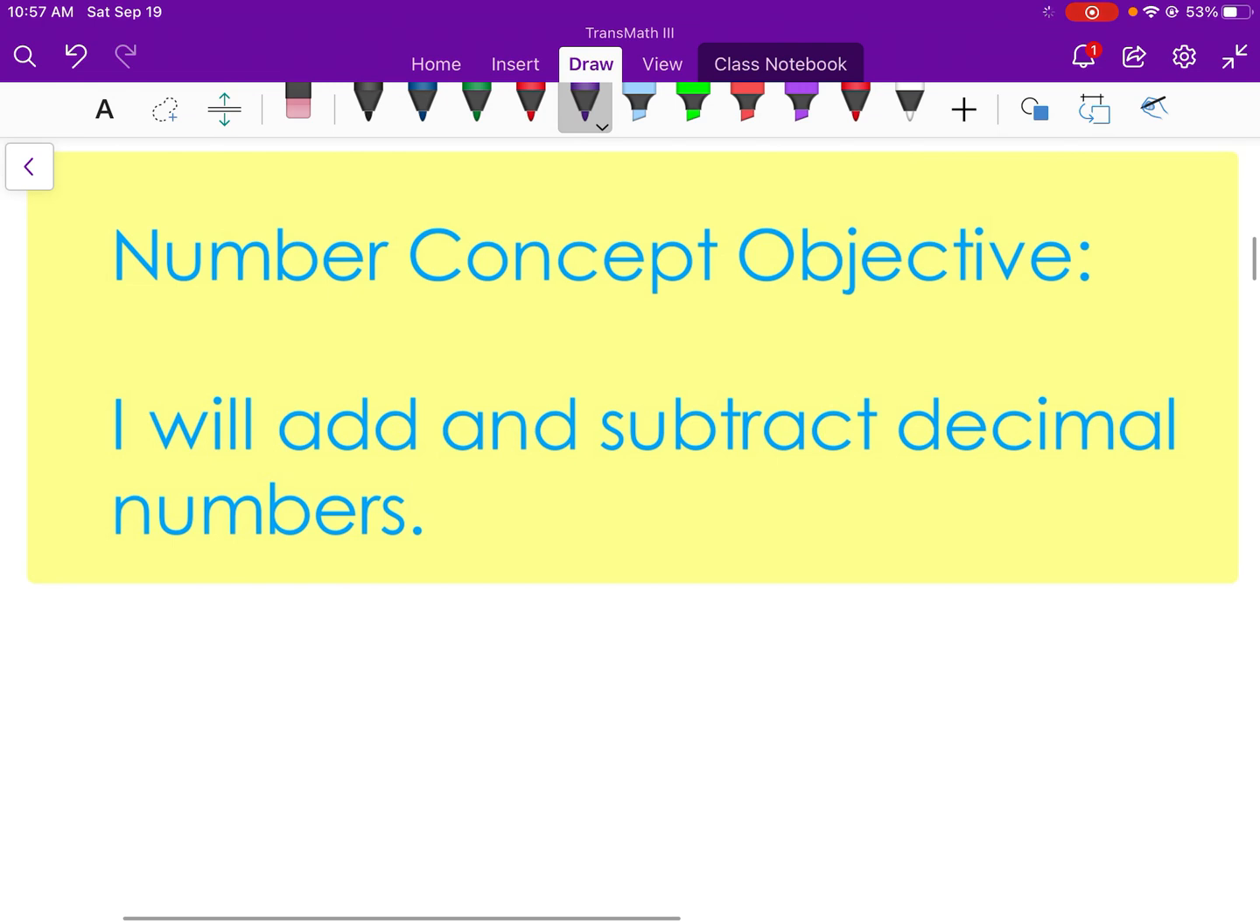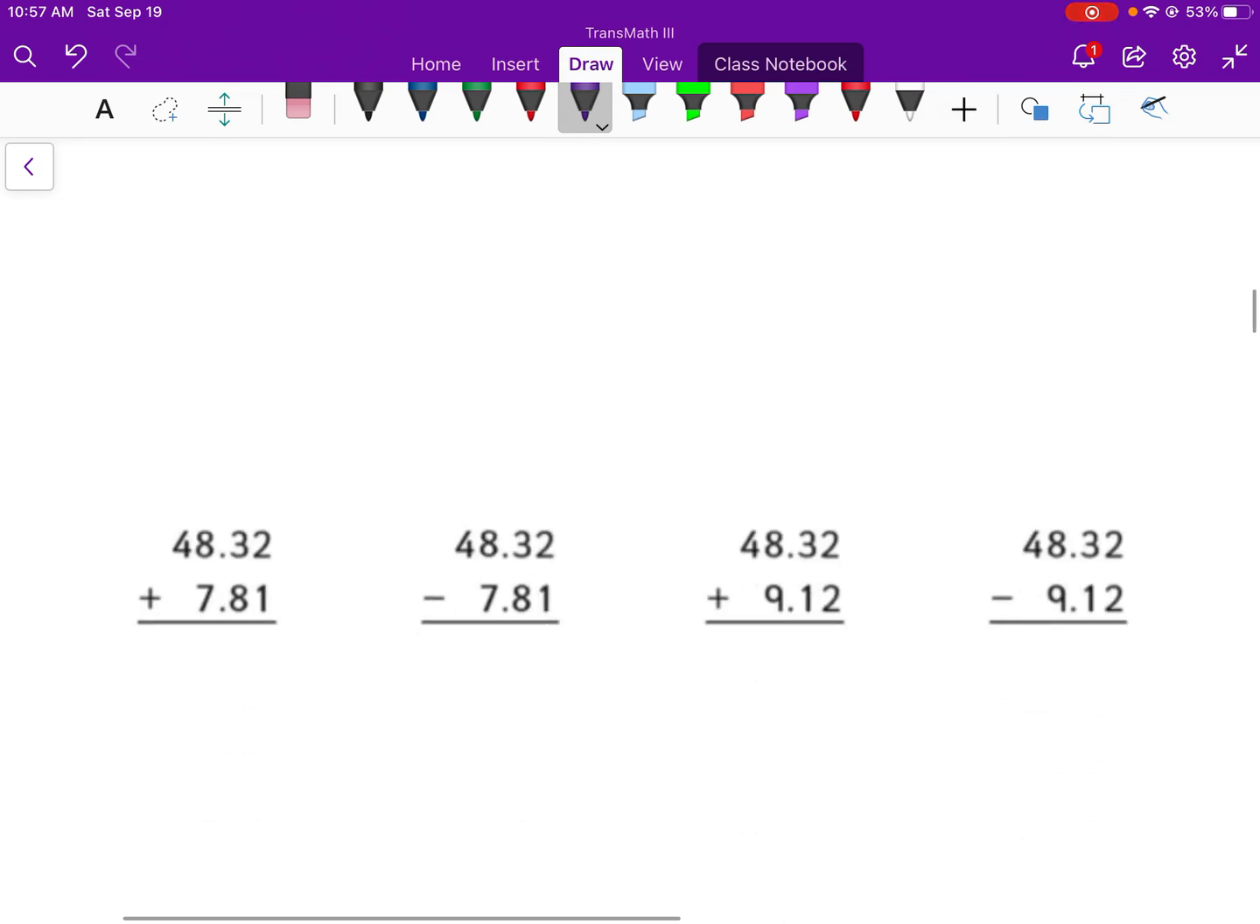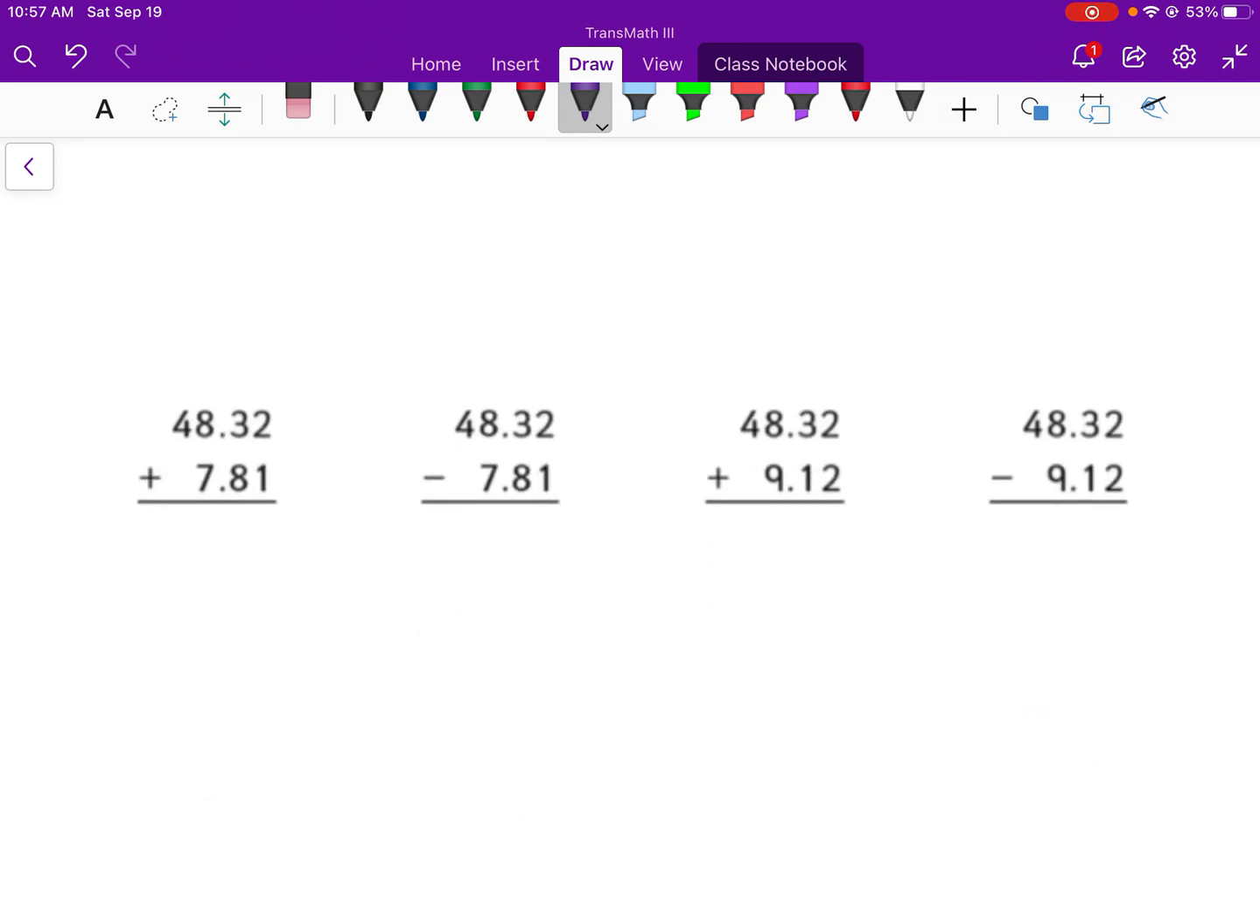Okay, so the objective for today, we're going to add and subtract decimal numbers. If you notice at all of these, it tells us our strategy for adding and subtracting decimals. What you're going to notice is that the decimal is always lined up. That is the key part to adding and subtracting decimals. And then from there, it's just like adding and subtracting in any other situation.